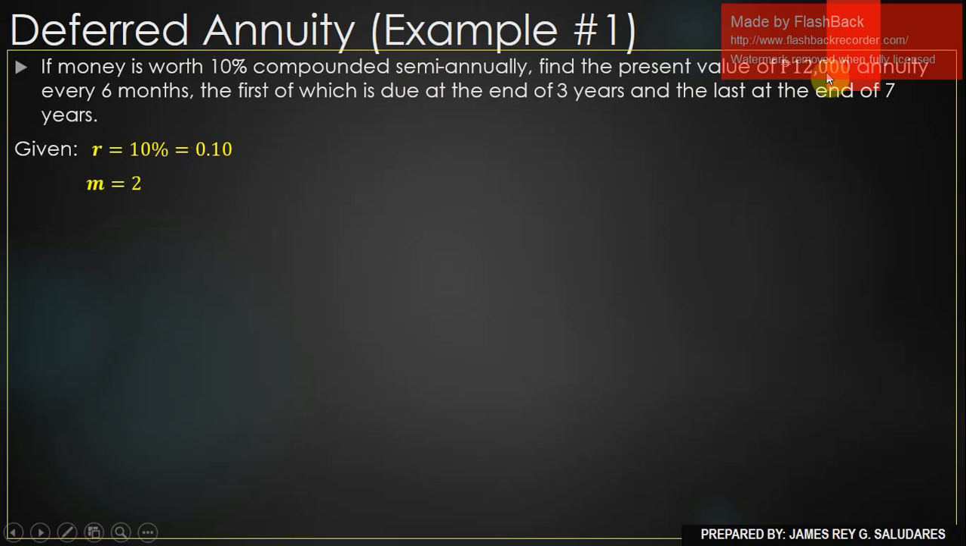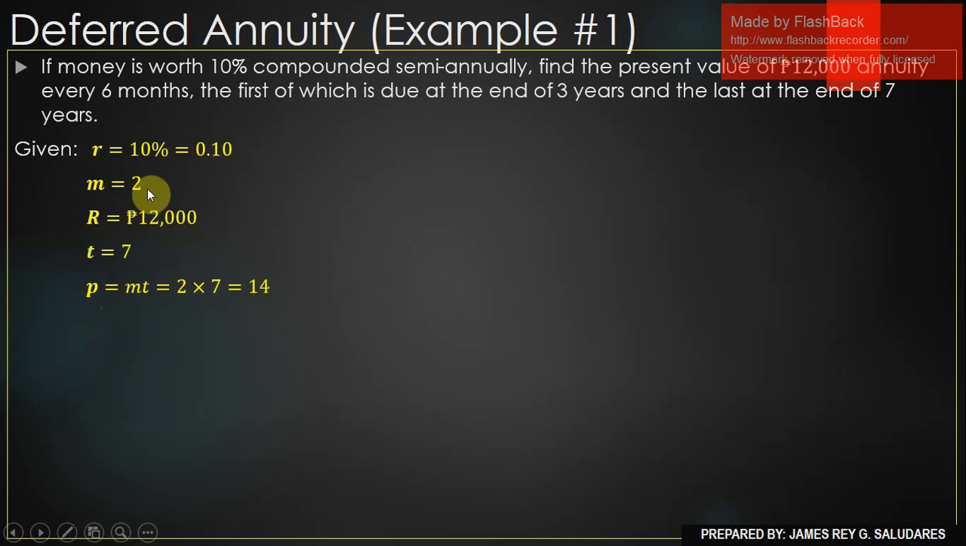The present value is to be found, and therefore this 12,000 is not your present value. This 12,000 is the annuity payment every 6 months. So the periodic payment every 6 months is 12,000. Your time is 7 years. Your P this time is equal to M times T. This is the same as N, but this time we solve for P.